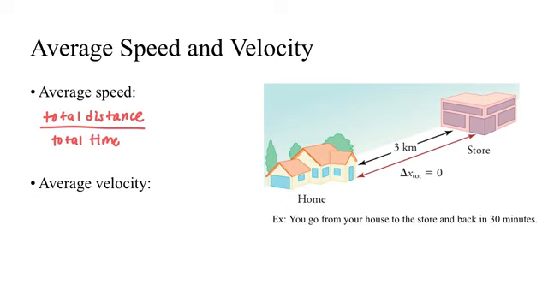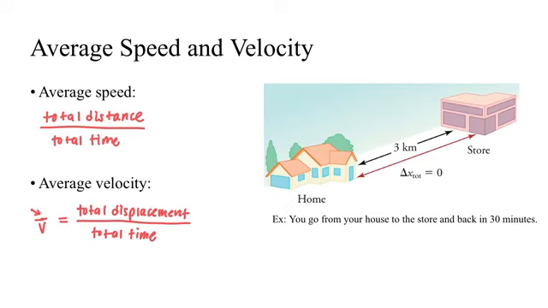Now, our average velocity is a little bit different. We'll represent average velocity with a V and then a bar over the top. This just means average. And our V stands for velocity. Now, our average velocity is similar to speed. That's going to be the total, not distance, but displacement, total displacement over total time. So the denominator is the same as speed. Our average velocity is our total displacement over our total time.